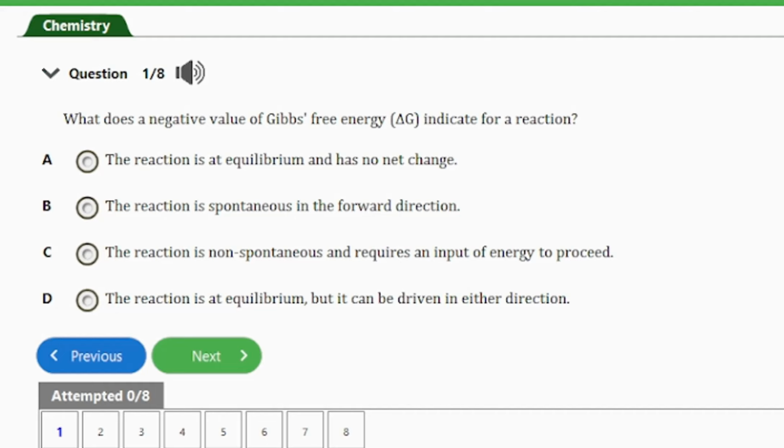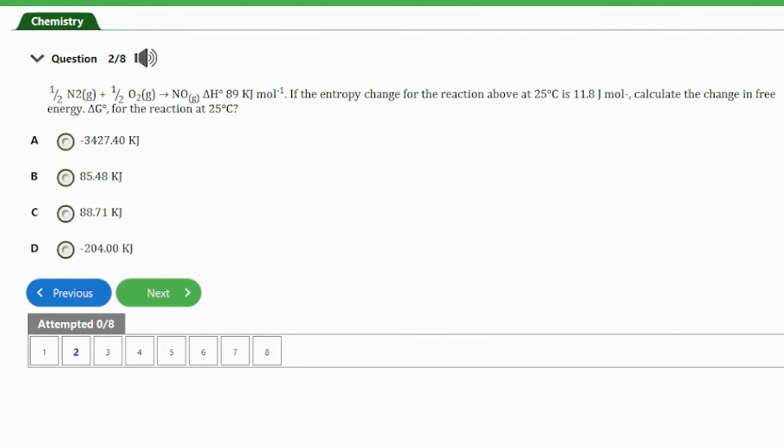So guys, the answer to this question here is option B. A negative value of the Gibbs free energy indicates that the reaction is spontaneous in the forward direction, and this means it will proceed without requiring an external input of energy. So guys, this option B here is the answer to this question. So let's look at the next question, and that's question number 2.